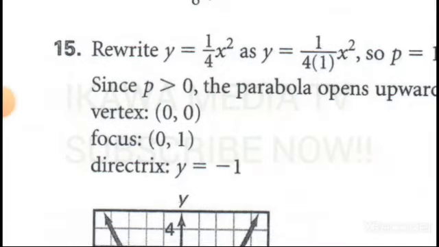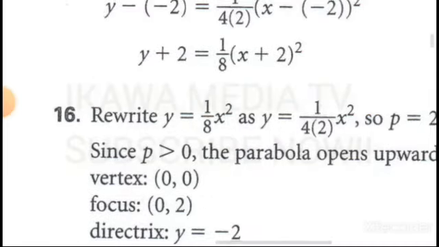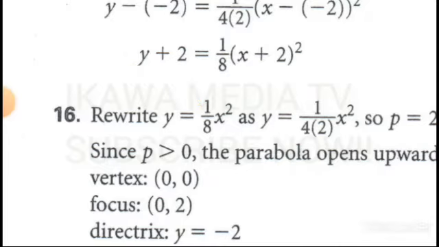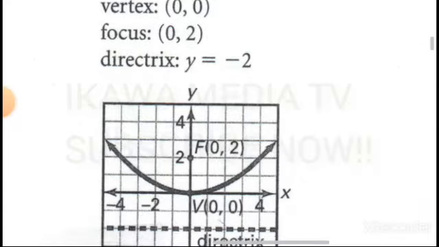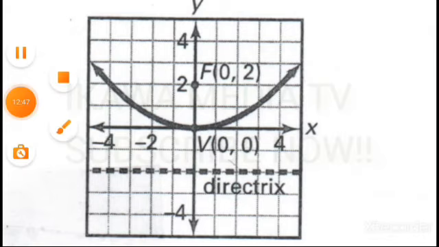This is 15. Then question number 16: you were given an equation and asked to provide a graph which is labeled well with the vertex, focus, and the directrix. You can see this is the graph.